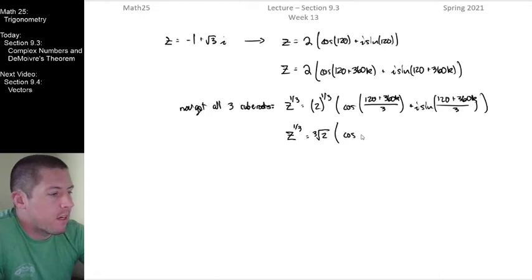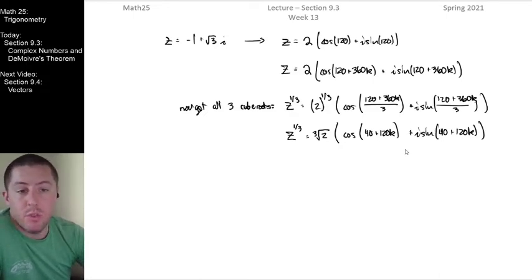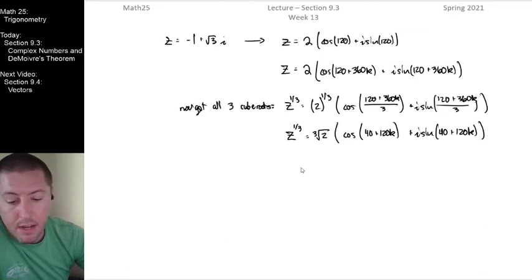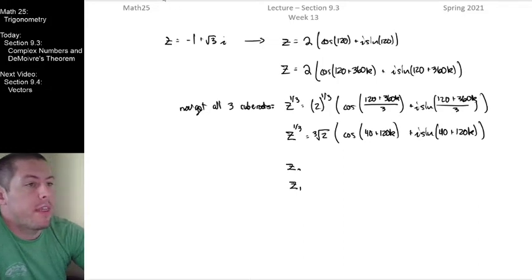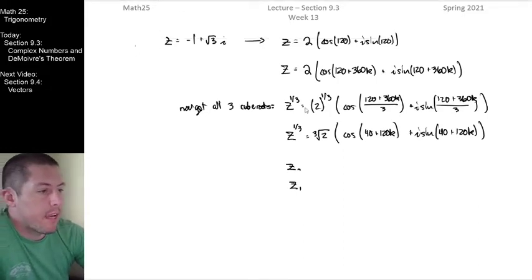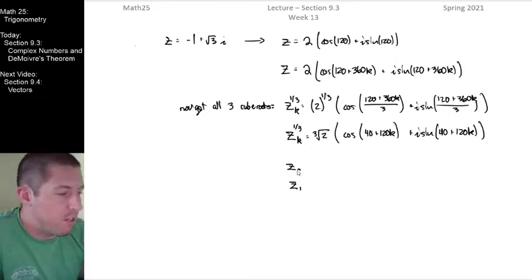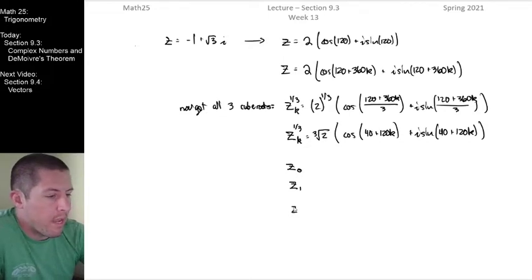So I'm going to get cosine of 120 over 3, which gives me 40 plus 120k, plus i sine of 40 plus 120k. And what we're seeing now is that there are going to be 3 distinct values, 3 actual different angles in here. So I'm going to call these z0, z1, and z2. I should be calling this z sub k, so it's the kth root. I'm looking for the 0th one where k is 0, where k is 1, and where k is 2. These are my 3 different solutions.